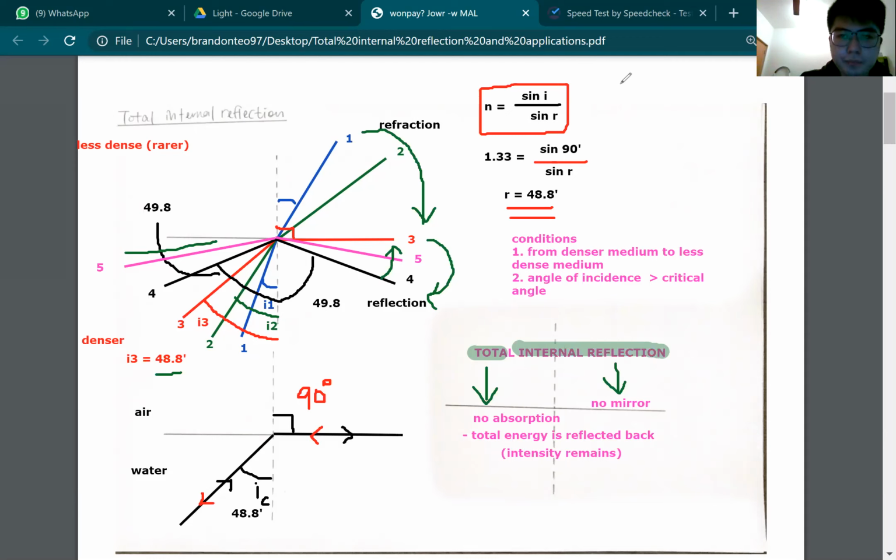Now, next thing I want to talk about is the application. Where do you see total internal reflection?